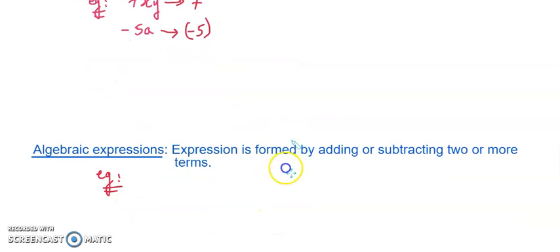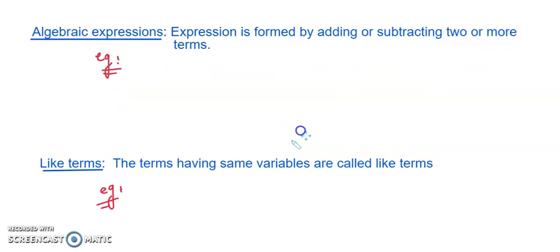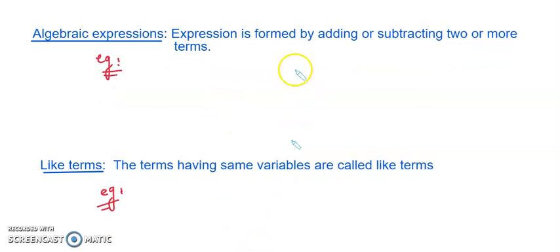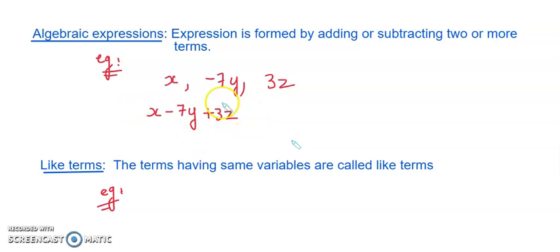Okay. So then what is an algebraic expression? An algebraic expression is formed by adding or subtracting two or more terms. Suppose I take the terms x, minus 7y and 3z. I can add them. So I'll get x plus minus 7y, which is x minus 7y, plus 3z. So this is something which I formed as an algebraic expression.